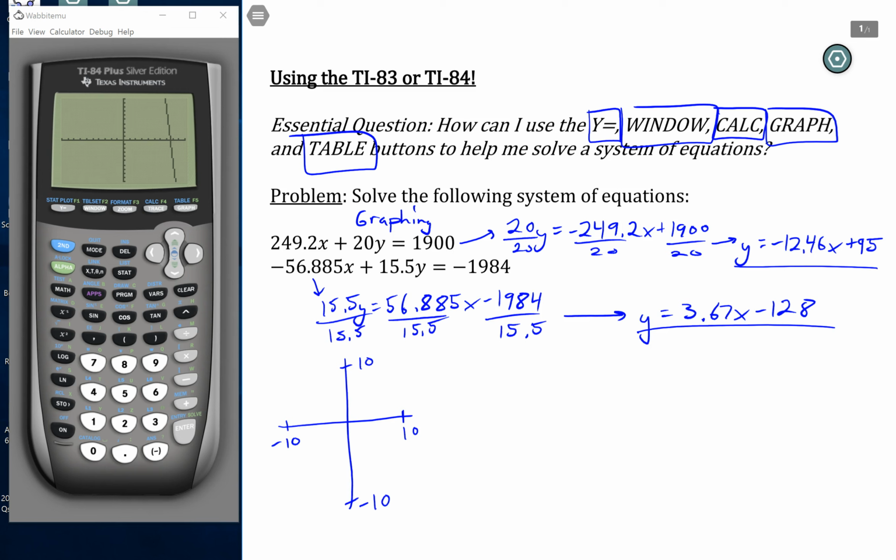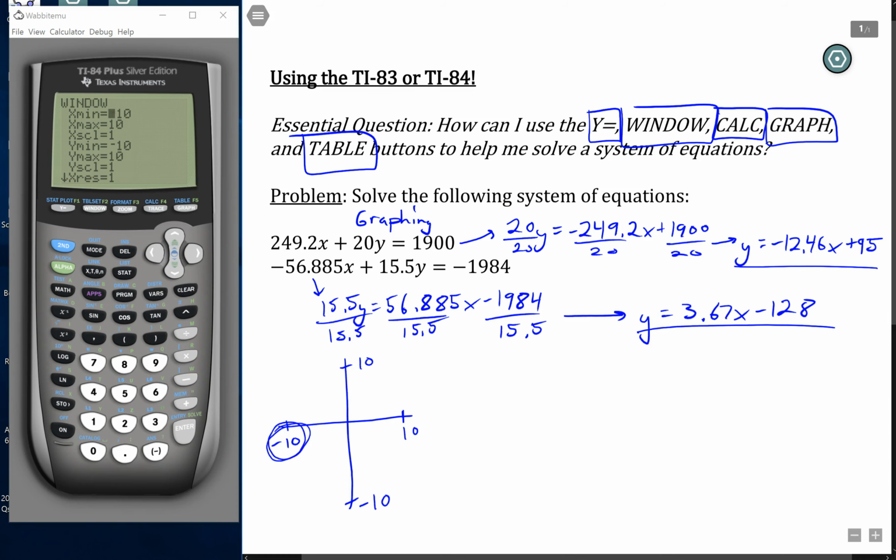And I need to make this window bigger. So let's go over to window. I need to make it bigger. You can see right now exactly what I showed you on the screen. The x minimum is negative 10. The x maximum is positive 10.